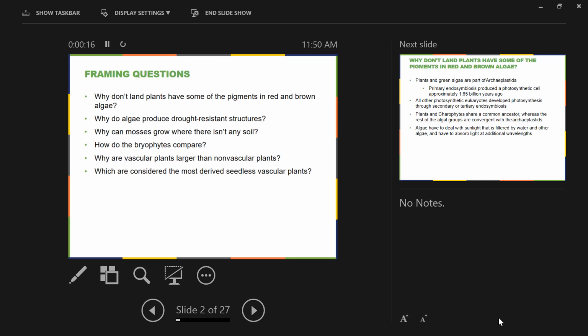All right, chapter 25. So we are going to do our best to get through the first 3 framing questions today, but only the first 2 are on the exam because I was not confident in our ability to get through all 3. So anyways, why don't land plants have some of the pigments in red and brown algae? Why do algae produce drought-resistant structures? And then maybe, just maybe, why can mosses grow where there isn't any soil? That's pretty unusual for plants. Anyways, we'll deal with that in just a moment.